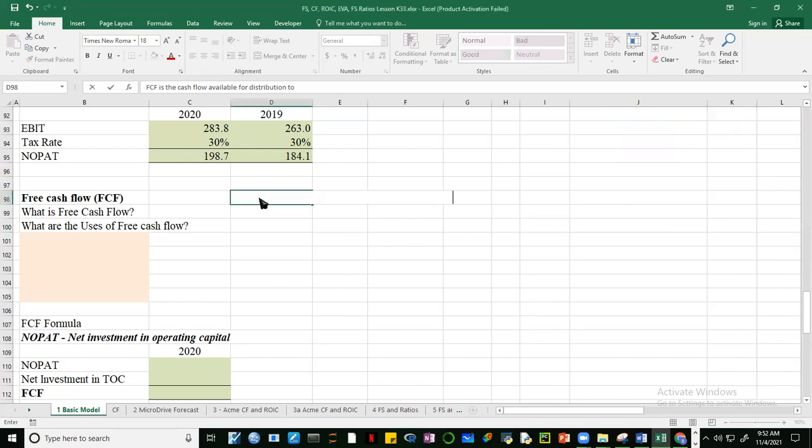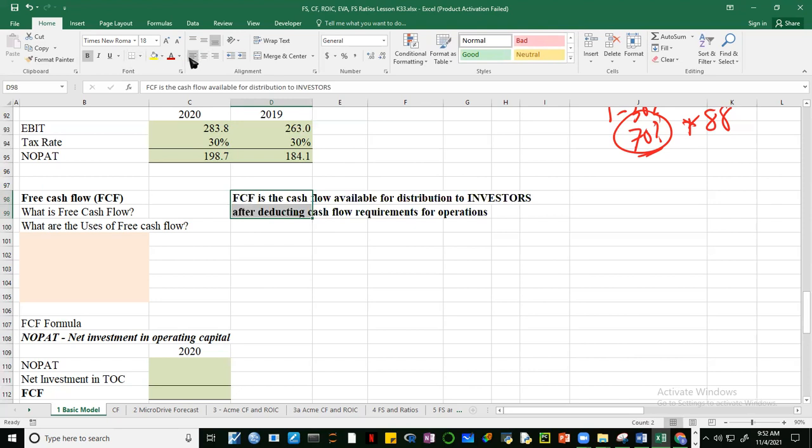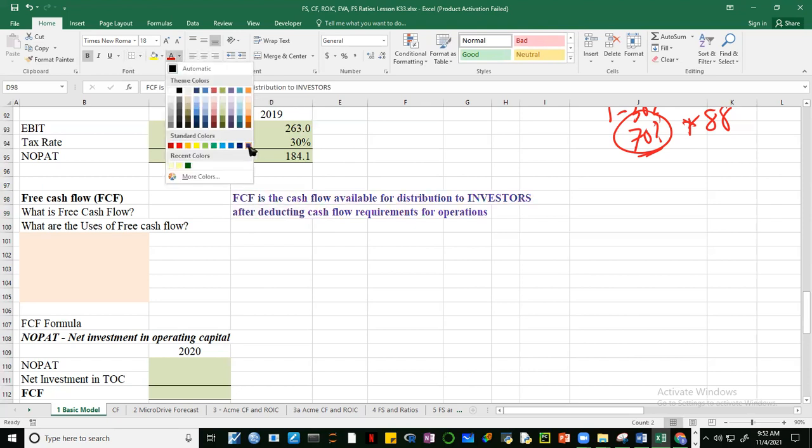Okay, free cash flow is the cash flow available for distribution to investors after deducting cash flow requirements for operations. So that's the definition of free cash flow. It's cash flow available for distribution.